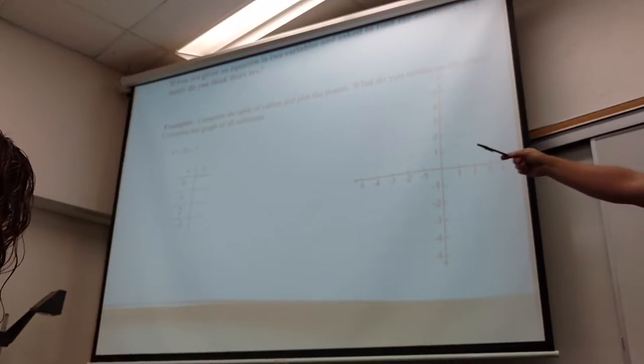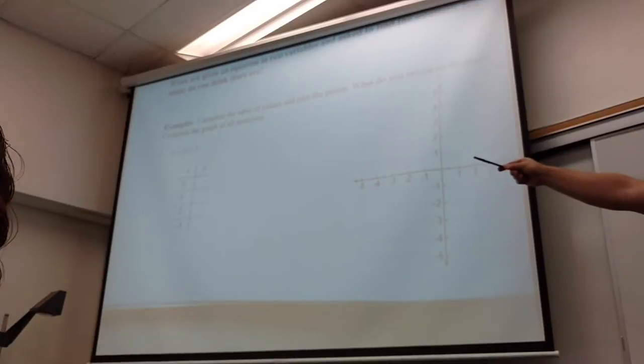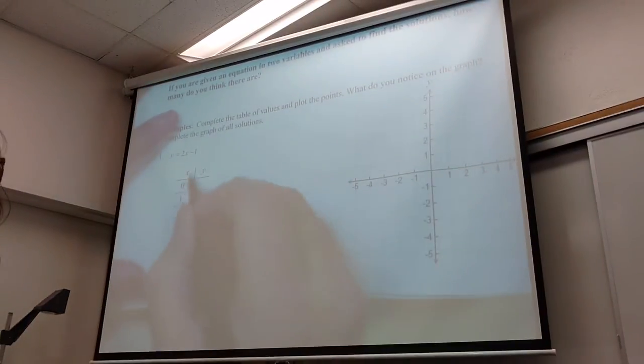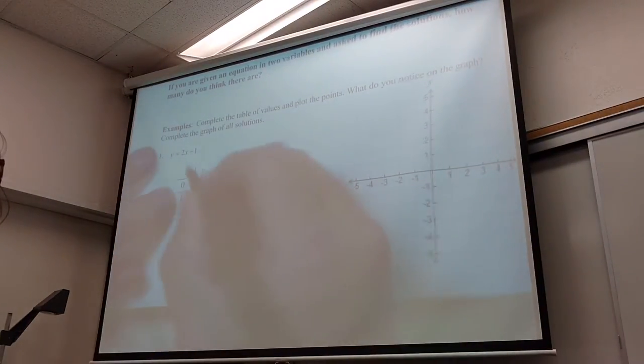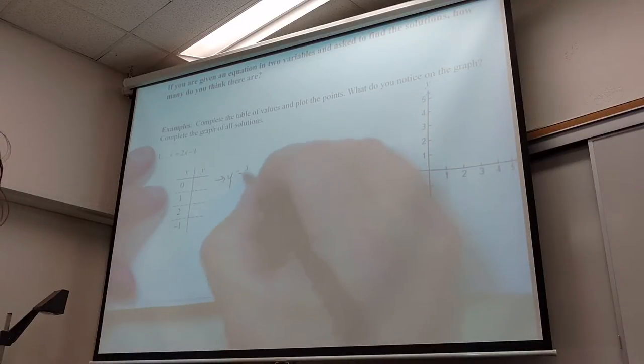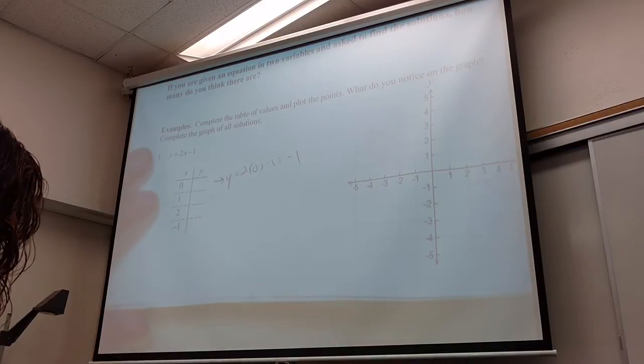So how are we doing? Could you finish that table of values there? What does that mean? That table, the XY table? What does this mean right here? When x is 0, what do you get when x is 0? Negative 1. Yeah, you get negative 1. I like that. So that would be negative 1.